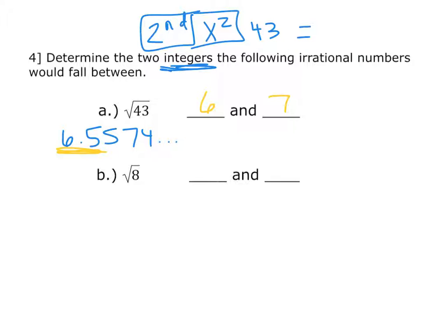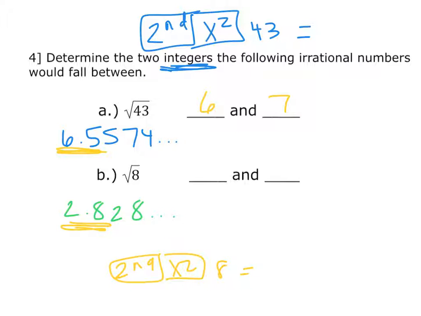For the square root of 8, I would put in second function, x squared, 8, enter. And the square root of 8 is approximately 2.828. So the square root of 8 would fall between the integers of 2 and 3, because 2.82 would fall between 2 and 3 on a number line. Again, the calculator function, second function x squared, and then put the values in.